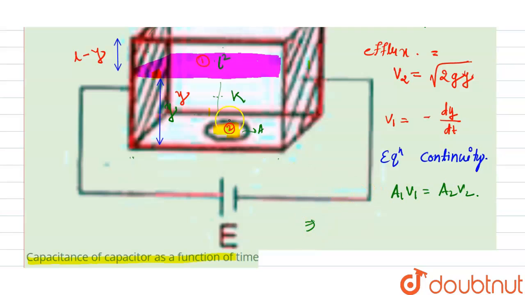So we have the area at the top level, that is L square, and the velocity for this top level, we have already found, is negative of dy by dt, right? Now this is equal to the area of this hole and the velocity of efflux, the velocity of liquid at this point, that is nothing but root over 2gy, right?